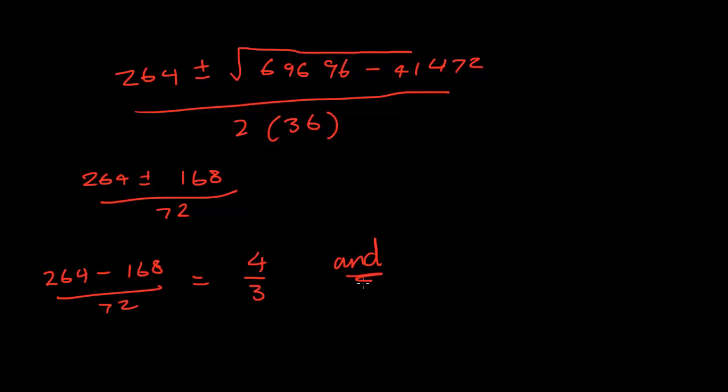So the minus one, 264 minus 168 over 72, is equal to 4 over 3. And we have 264 plus 168 over 72. So I'm just going to change that sign in my calculator, and I get 6. So these are our two x values for points of inflection. Now what we want to do with these is use a table and figure out what type of point of inflection they are, and if they actually are a point of inflection.